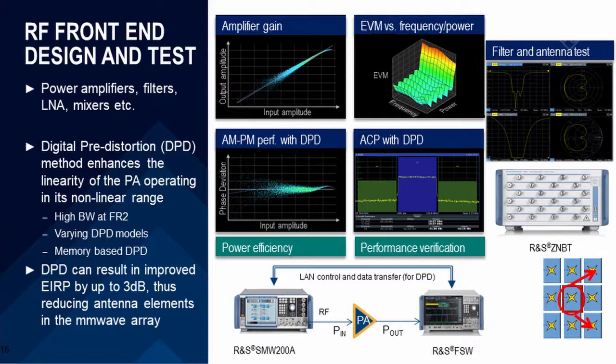Without the multi-port network analyzer, you use a single port to stimulate one antenna element and then measure the mutual coupling. Compared to stimulating all the antenna elements and then measuring the mutual coupling, this makes a lot of difference in the performance. This is possible with the ZNBT, and it can also be used for filter measurements and antenna measurements.